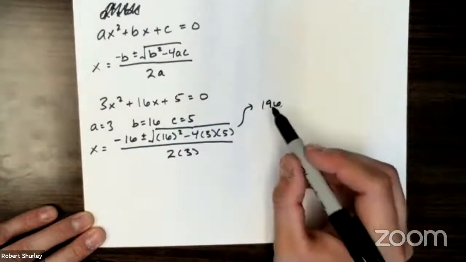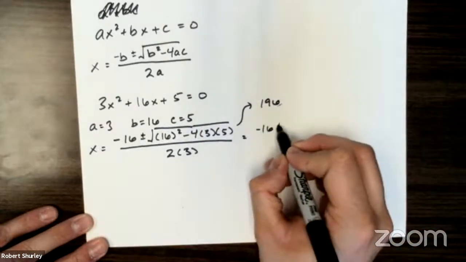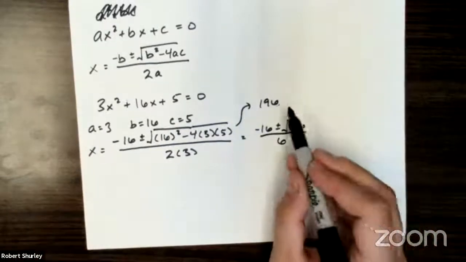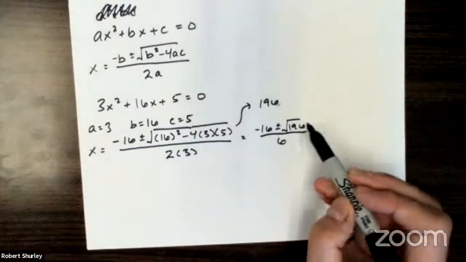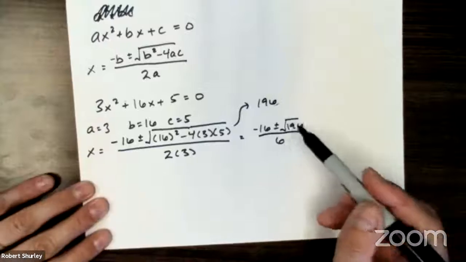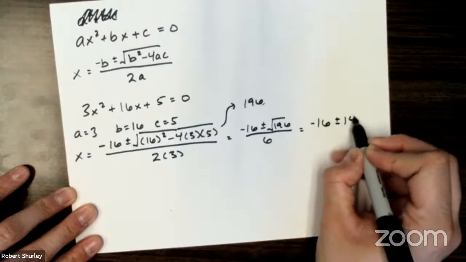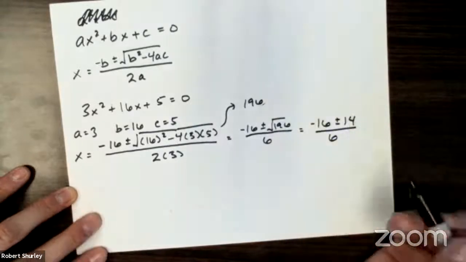Okay, I think 196 has a square root. I'm going to write this out. So we get negative 16 plus or minus the square root of 196 all over 6. I'm going to take a square root of 196 just in case. Oh, it's 14. So this one has a nice square root. It's like that second or third example I did earlier. So I get negative 16 plus or minus 14 over 6. The square root of 196 is just 14.